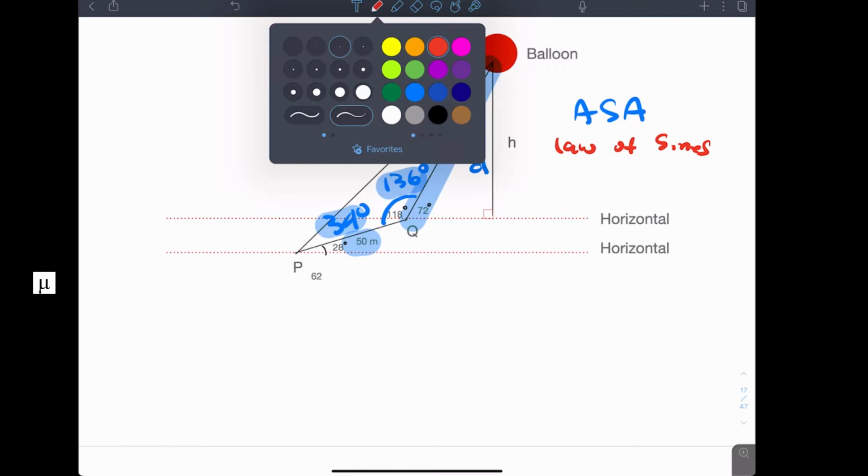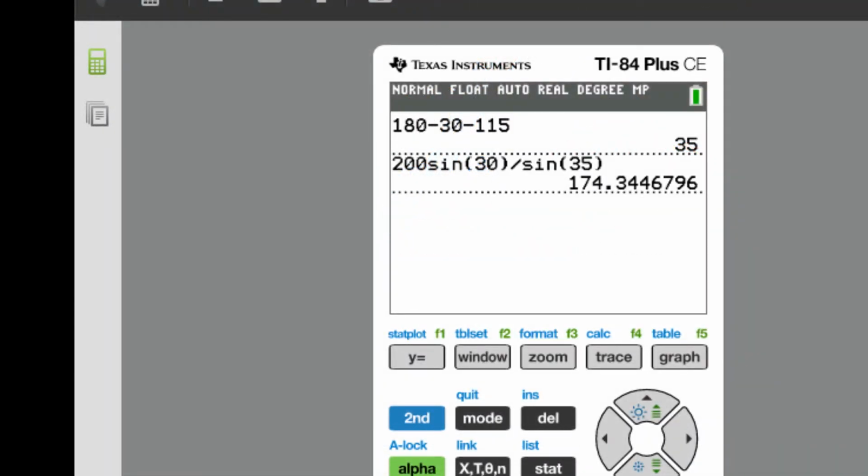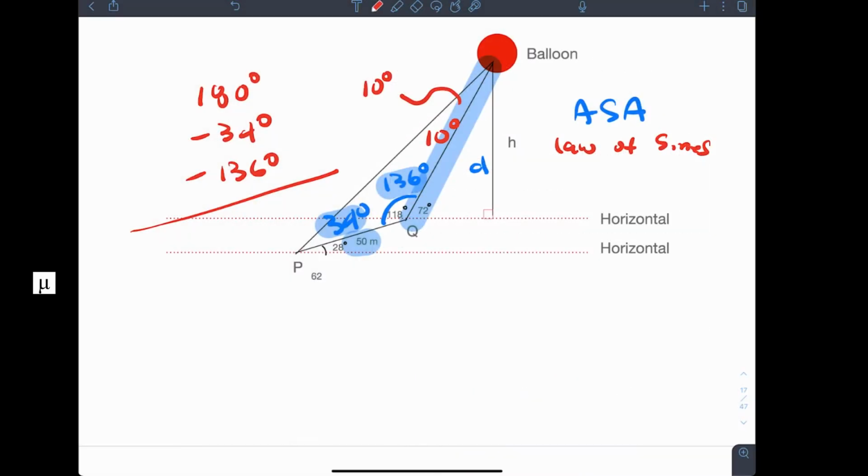So whenever you have law of sines, always get this third angle. 180 degrees minus 34 minus 136. And this is going to be what? What does that measure? 10 degrees. There it is.